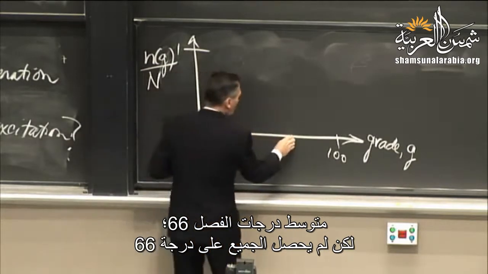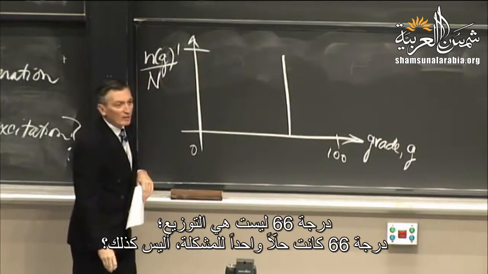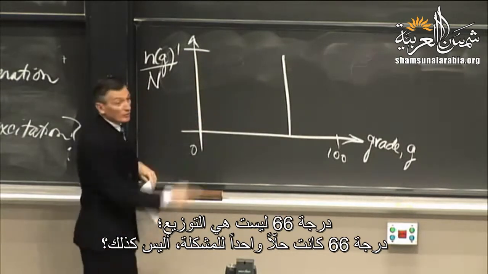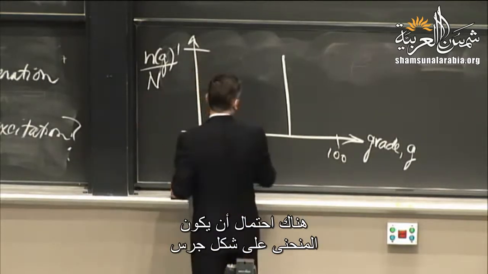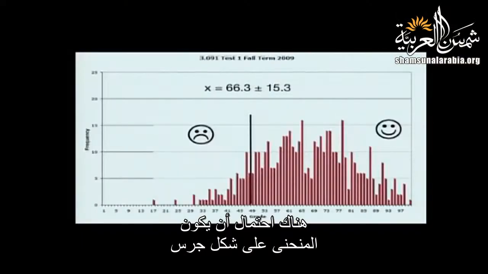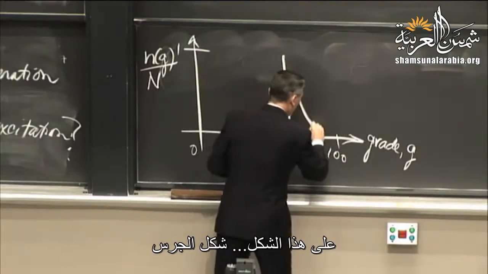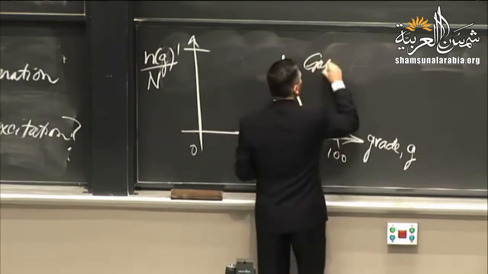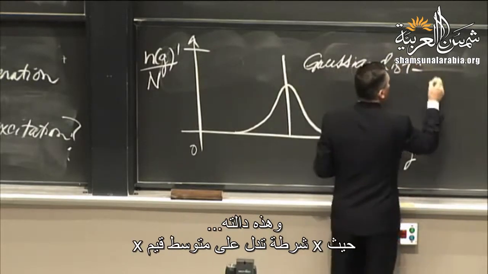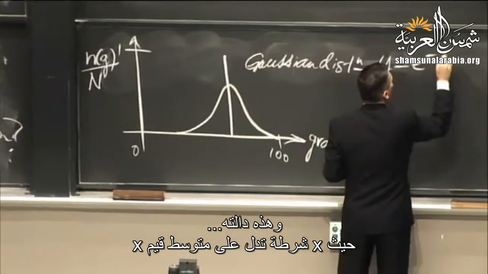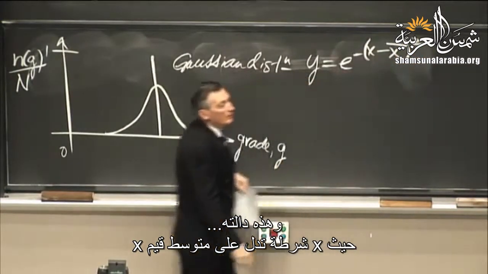So let's look at the normalized distribution. Now, the class average was 66. We didn't have everybody getting 66. That was not the distribution. That's one solution to the problem, isn't it? Instead, what we got was that. Now, one possibility would be the bell-shaped curve. It goes like this. This is Gaussian. This is the Gaussian distribution, and its functionality is y equals e to the minus (x minus the average quantity) squared.